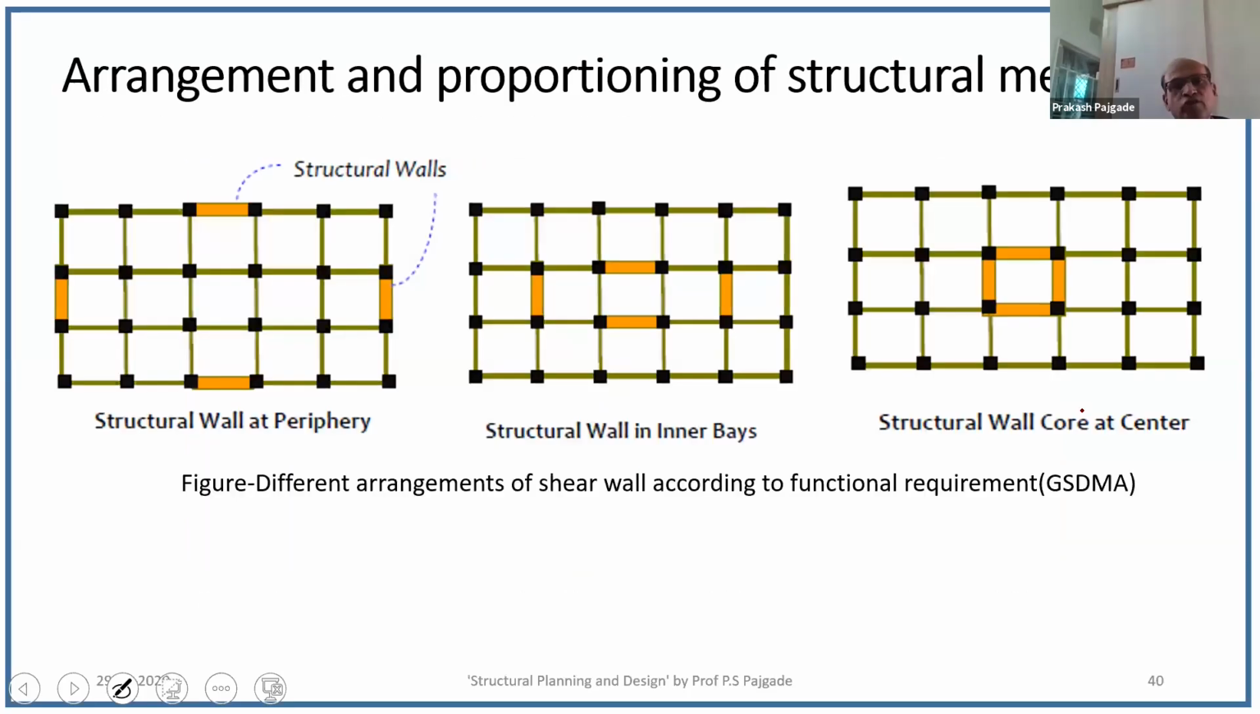Now we have seen the importance of structural walls and columns. So proper arrangement and proportioning of structural walls is most important. And we must provide structural walls and columns at appropriate locations. It will increase the resistance.